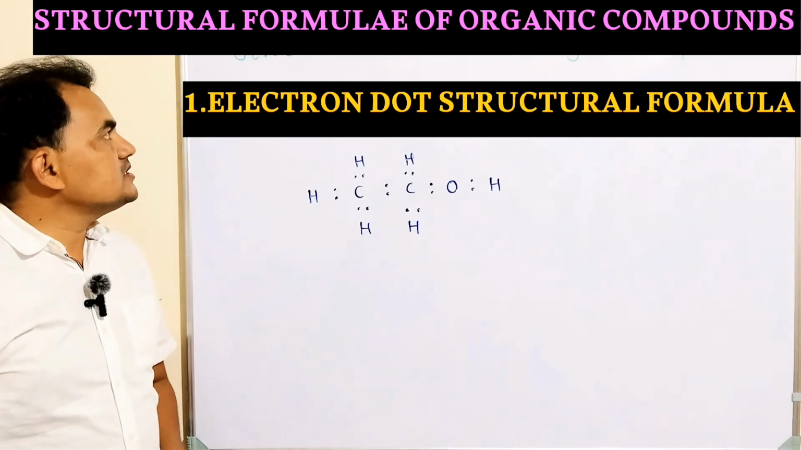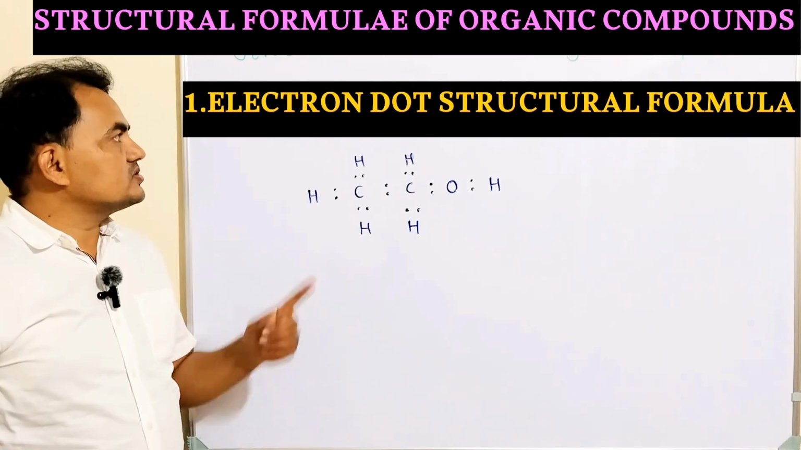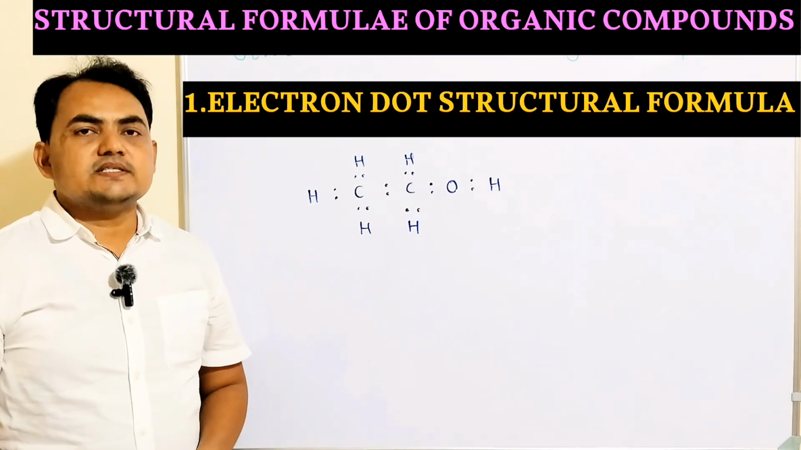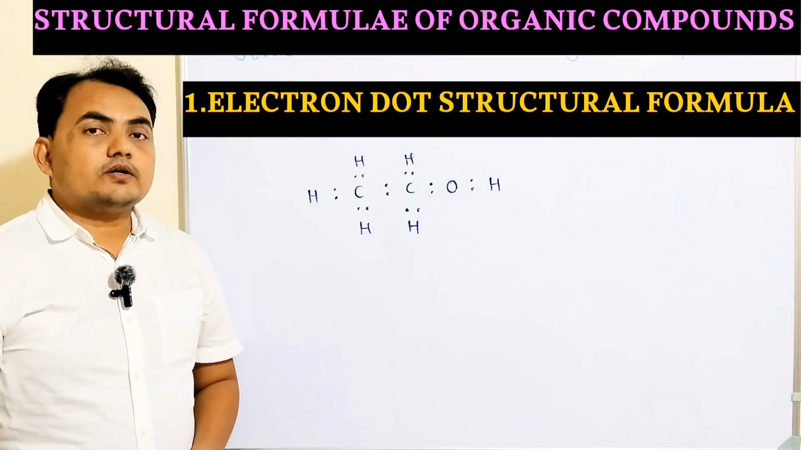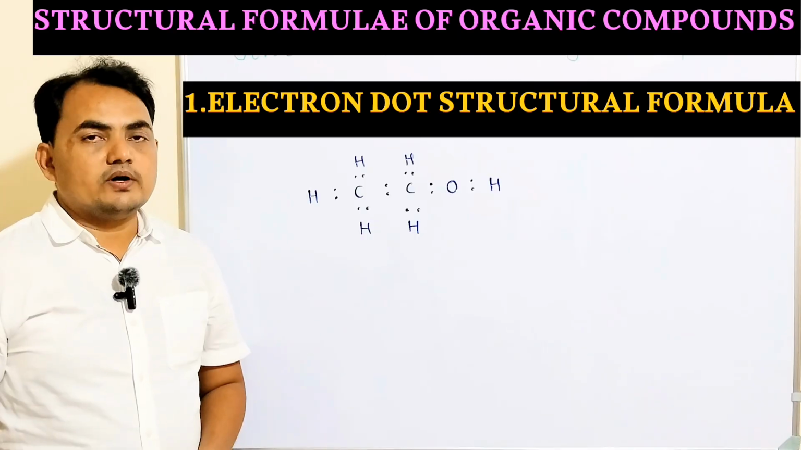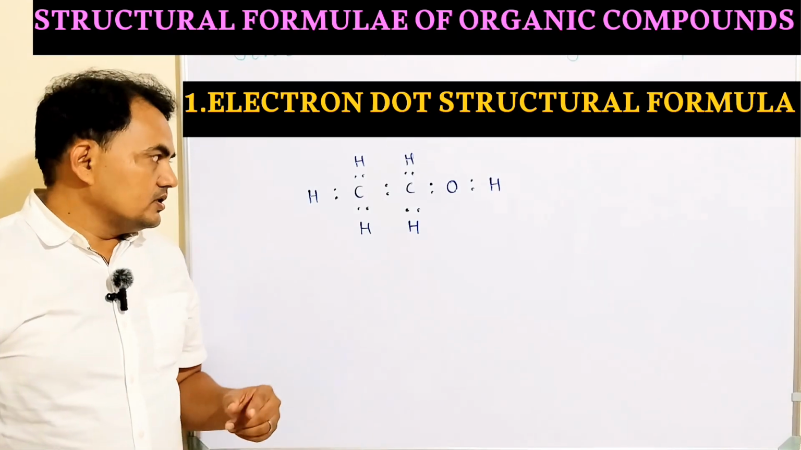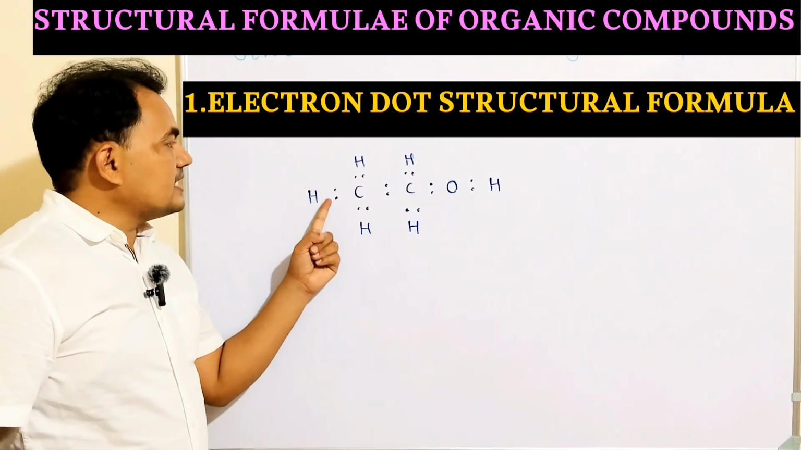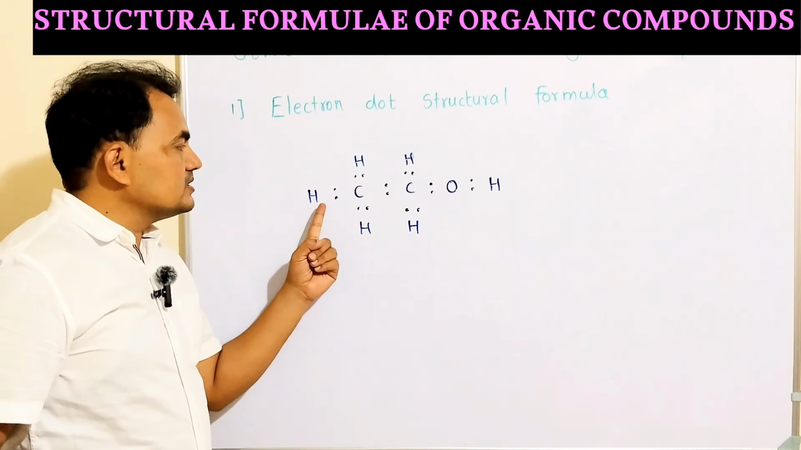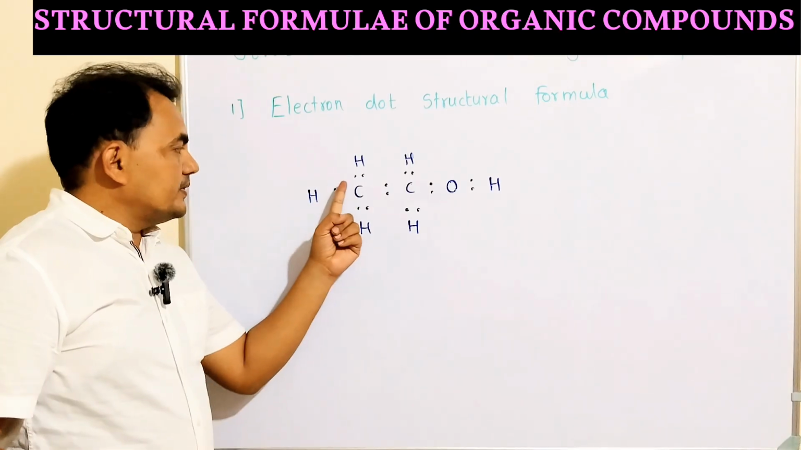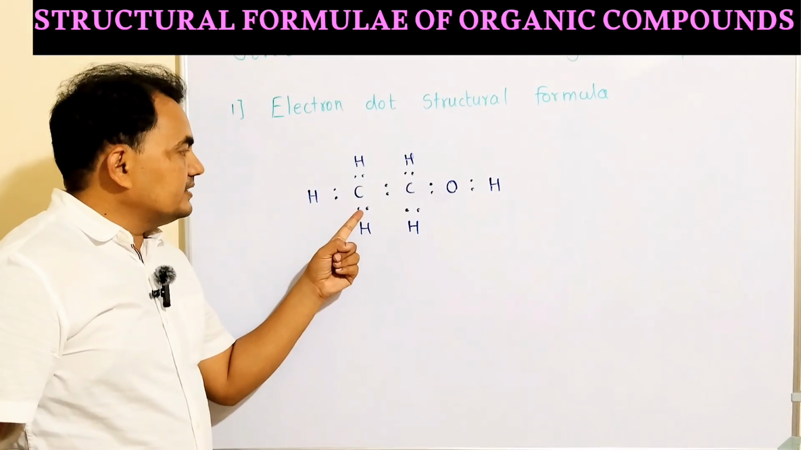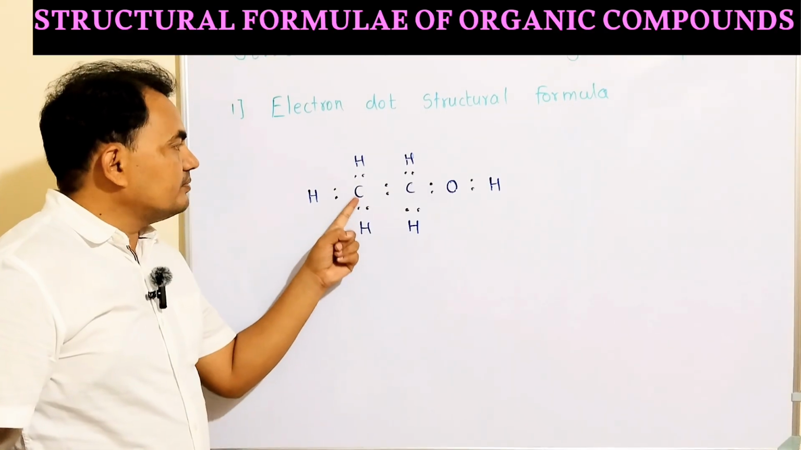Now we see the first formula to represent the structure of an organic compound, that is the electron dot structural formula. So what is the electron dot structural formula? In the electron dot structural formula, dots are used to represent electrons involved in the bond formation. Suppose we consider these two dots, which means two electrons. So here are the two electrons involved in the bond formation between the hydrogen and carbon. Similarly, here two electrons are involved in the bond formation between the carbon and hydrogen.